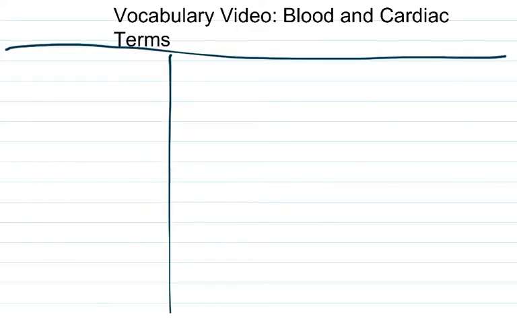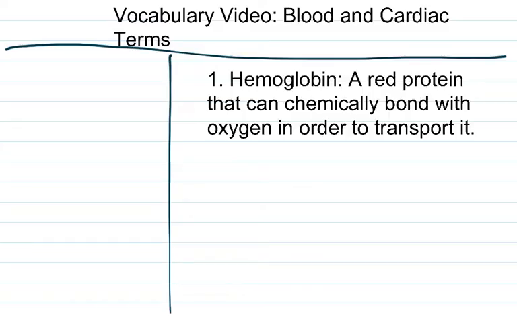Let's begin. The first word for today is hemoglobin. Hemoglobin is a red protein that's inside of all blood cells that can chemically bond with oxygen in order to transport it to the rest of your cells in your body.